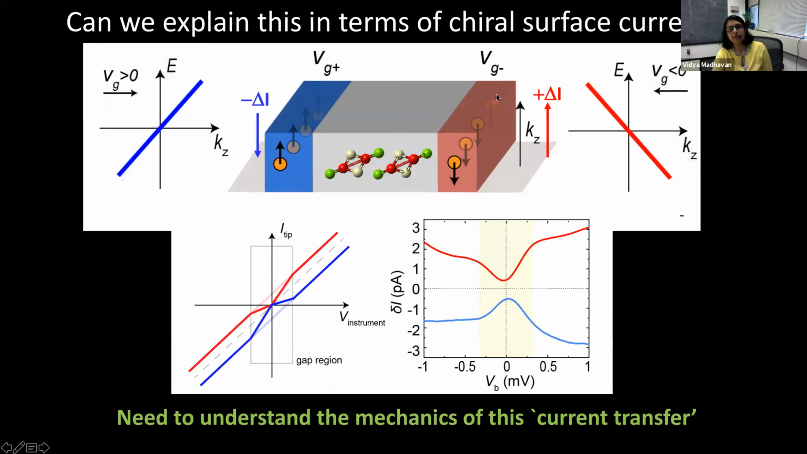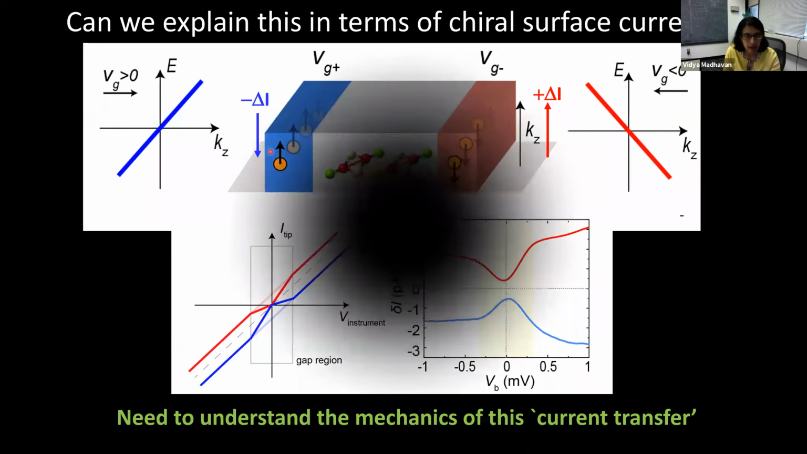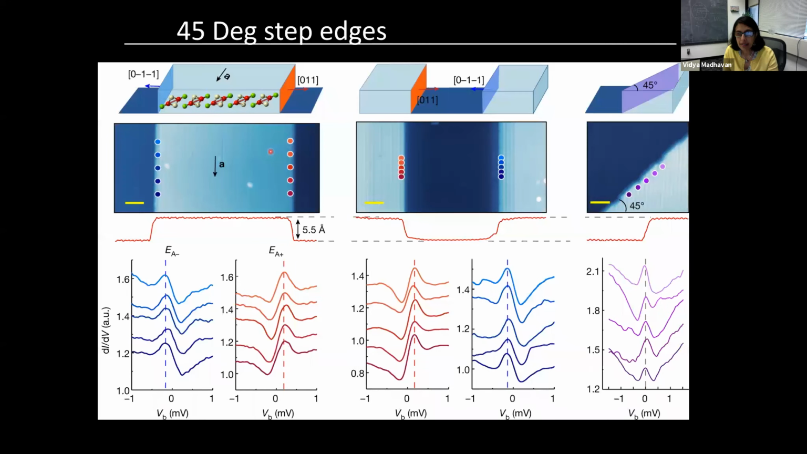So it's almost like when you go to this step edge, you have an excess current, and when you go to this step edge, you have a deficit current. So we don't understand the mechanism by which we see this, but it would be certainly consistent with the existence of a chiral edge mode. Okay, so I think that's all I have to say.